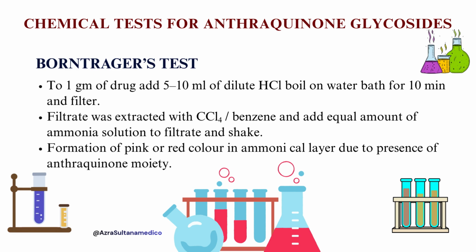Chemical tests for anthraquinone glycosides. Borntrager's test. To 1 gm of drug, add 5 to 10 milliliters of dilute HCl, boil on water bath for 10 minutes and filter. The filtrate was extracted with carbon tetrachloride or benzene, and an equal amount of ammonia solution was added to the filtrate and shaken. Formation of pink or red color in the ammoniacal layer is due to the presence of anthraquinone moiety.